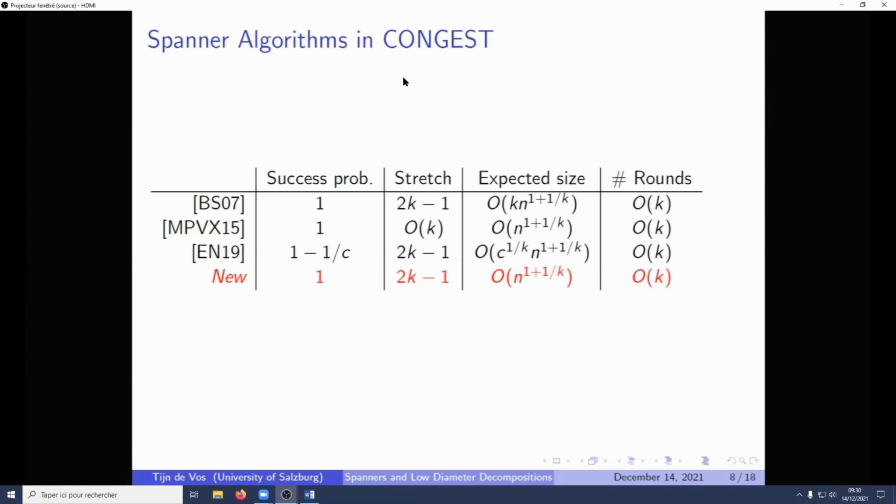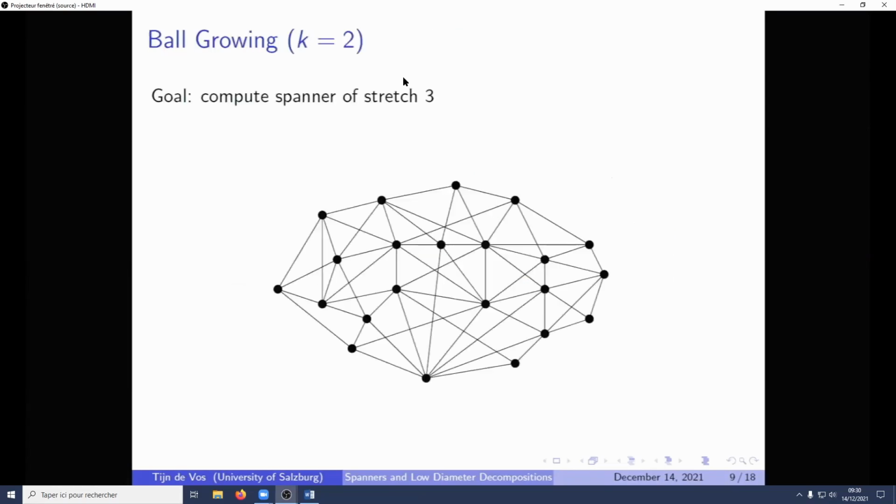And I'll first give you an intuition what that means in a sequential setting, which is a little bit easier than the distributed setting. All right, so we look at the same graph as before. Now we want to compute a spanner of stretch 3, which means k equals 2, if you want to have a 2k minus 1 spanner. What we do is we are going to grow clusters with radius 1. 1 is k minus 1.